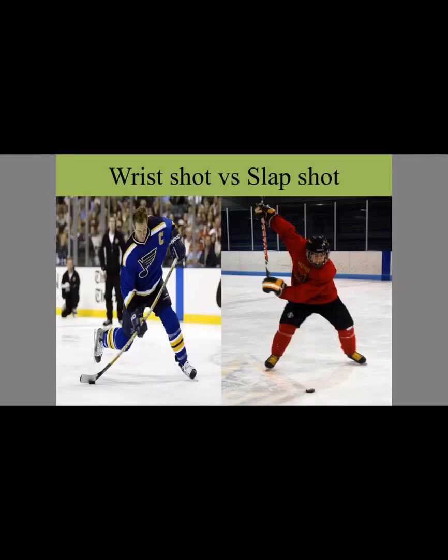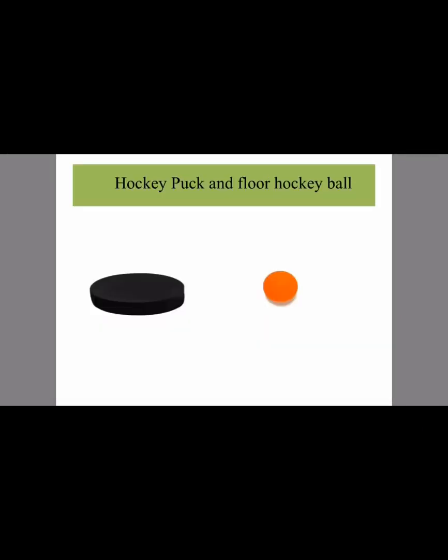The difference between a wrist shot and a slap shot. A wrist shot, your blade starts on the ground and goes forward. A slap shot, your stick actually comes back off the ground and then rotates forward through the hockey puck or ball in a forward motion. So wrist shot, the blade starts on the ground. A slap shot, the blade of the stick starts in the air.